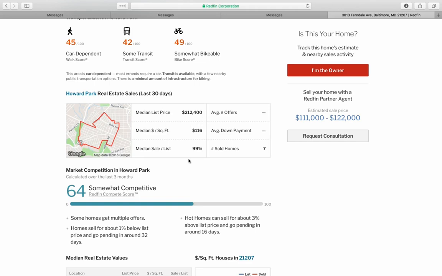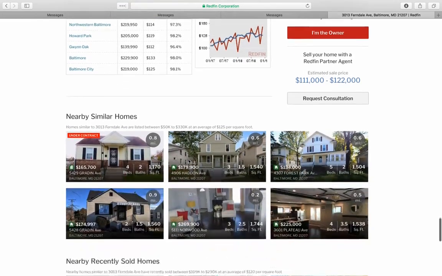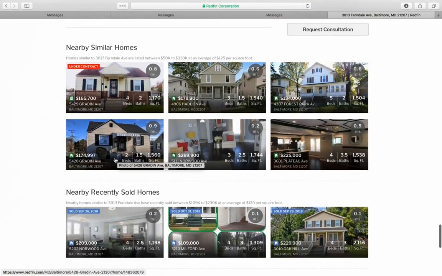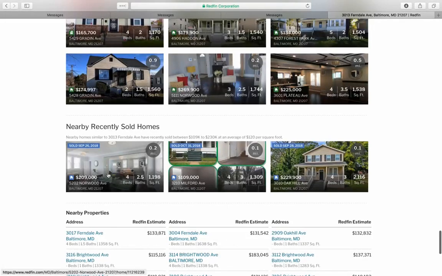But if we come down to here, we can look at all the nearby similar homes. So we see we got a 165, doesn't look renovated, 179. That actually does look renovated on Haddon, but I don't think it is. And then we see this one here, 134, same thing. I got this one, 179, 269, and then that's a higher one. So we'd want to see that one. We got this one for 225. And we come down here, we got 209 sold, we got 225.